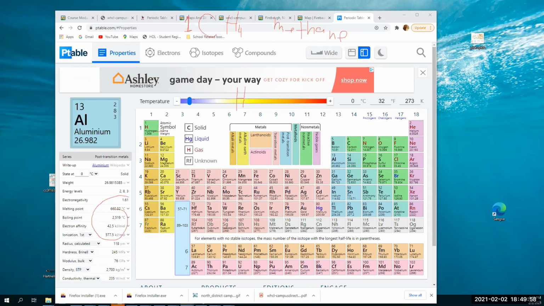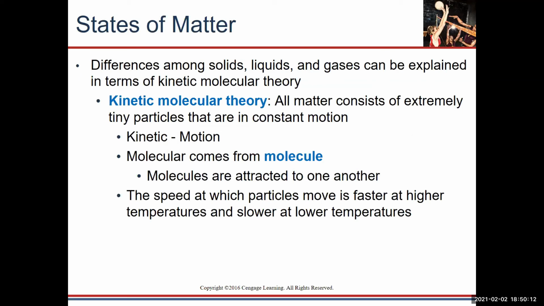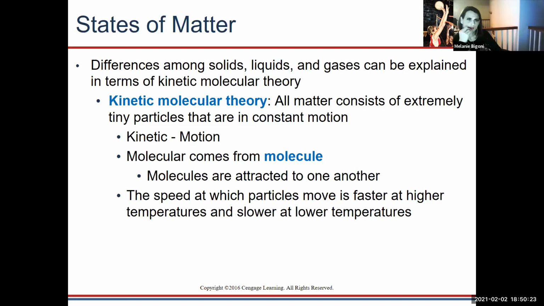Okay, so let me clear this. Okay, so we have different states of matter, right? So I have water here. What happens if I freeze water? It becomes a solid. What do we call that? Ice. Okay, so if I freeze water, I make ice, and ice is a solid. If I boil water, what happens? It starts to evaporate, then turns to gas. It turns to steam, a gas, okay?